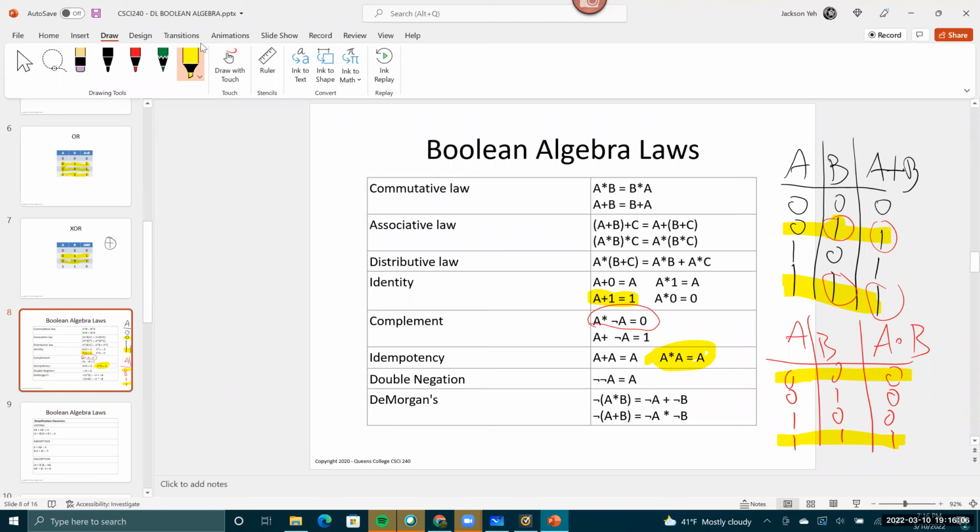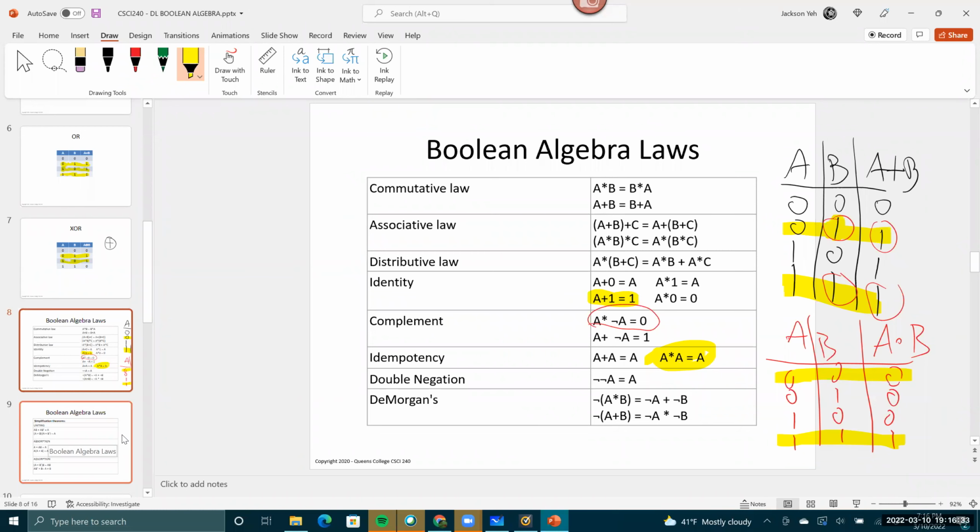The next thing is double negation. Double negation is intuitive, right? So you negate it once and you negate it again, it goes right back to what it was originally. De Morgan's should be something that was covered in your discrete math class. So De Morgan's is just two equations that show you how to convert from AND operations to OR operations, back and forth. Okay, so we'll leave that alone for now.